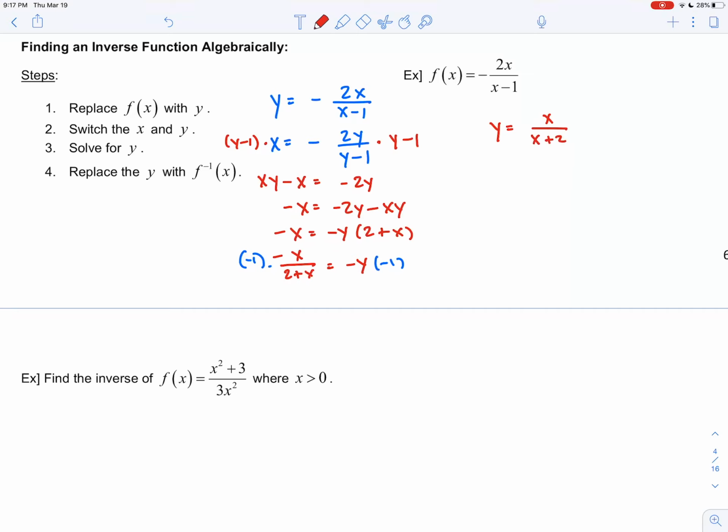The last step is to just rewrite it into function notation. So instead of writing y, I'll write f inverse. So f inverse of x equals x divided by x plus 2.